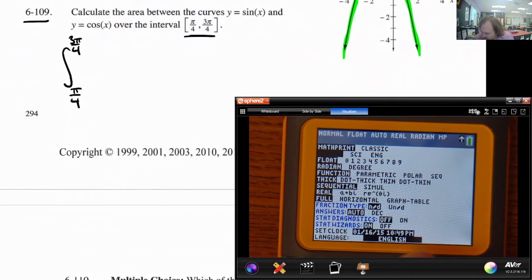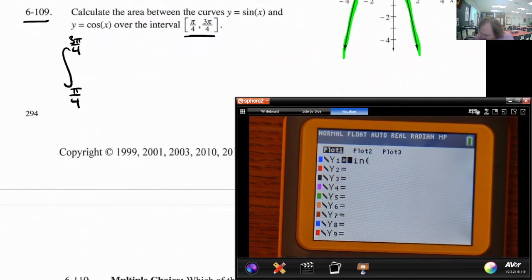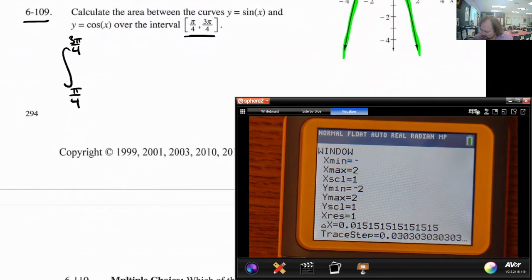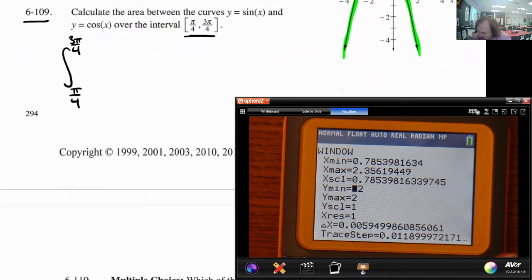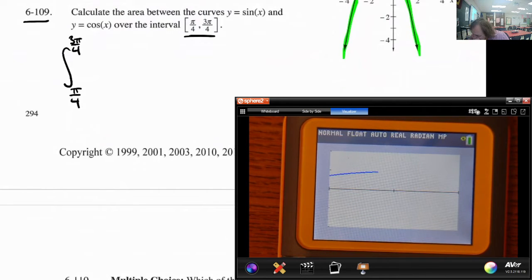We have sine of x and the cosine of x. And we're going to graph it from the window of pi over 4 to 3 pi over 4, since that is the range that we care about. Like that, the calculator will automatically adjust those for us. And let's call the interval pi over 4 is fine. And then y doesn't actually matter too much, so we'll go ahead and graph it.